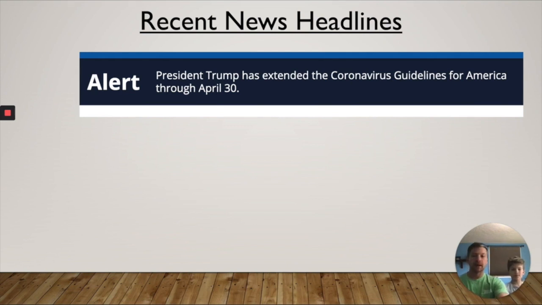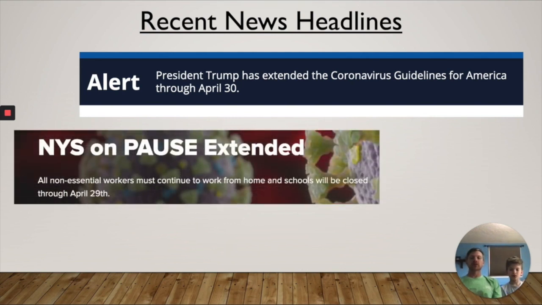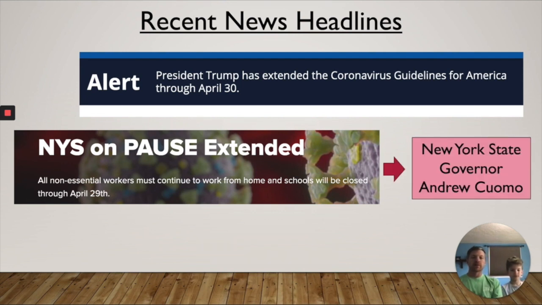Sense? Yep. Okay. Let's see this next one. Andre, read it. New York State on pause extended. All non-essential workers must continue to work from home, and schools will be closed through April 29th. Okay, so key thing you said is New York State on pause. So let's see who made this rule. New York State Governor Andrew Cuomo. Yep. So New York State Governor Andrew Cuomo is the one that says that schools need to be closed in New York State through April 29th.